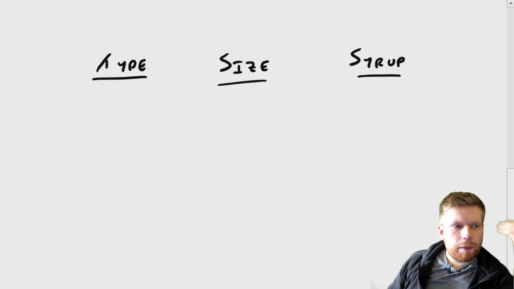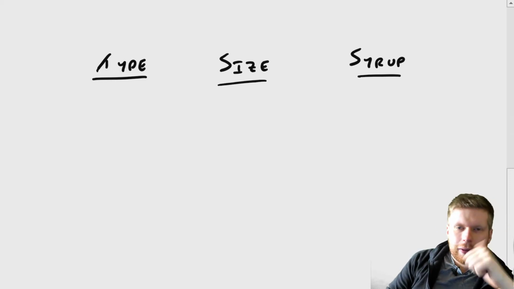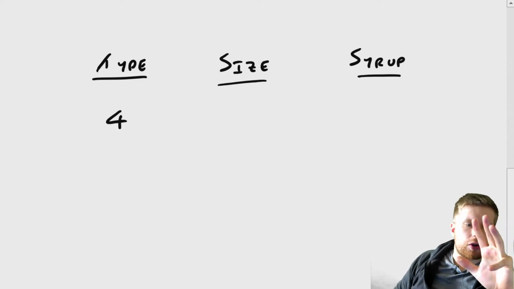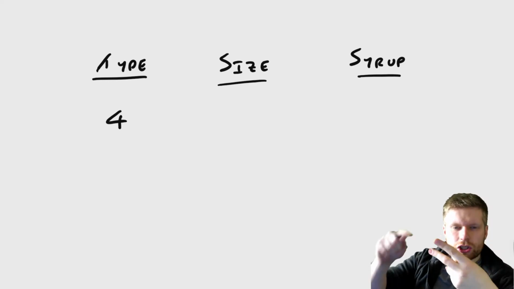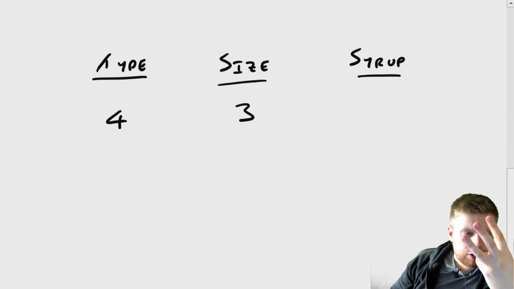Okay, so we basically have to choose a type, a size, and a syrup. Well, how many different types of coffee were there? Well, there was a latte, an espresso, a cappuccino, and an Americano. That means there were 4 different types of coffee which you could choose from. Then you think, how many sizes were there? So we had to choose either a small, a medium, or a large. There's 3 sizes there.